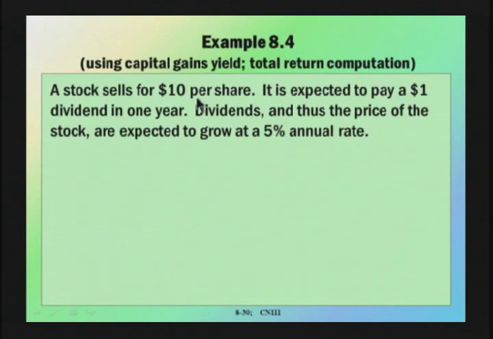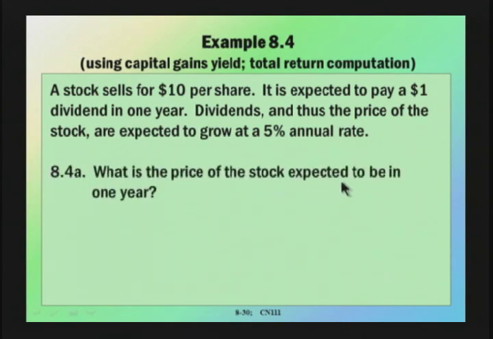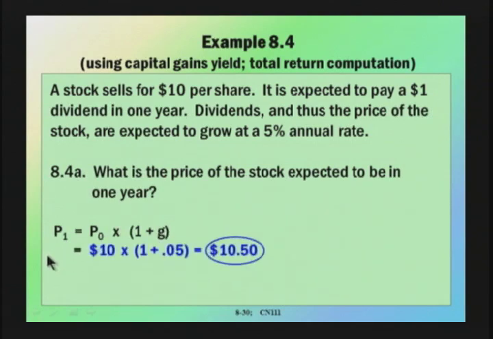So the stock sells for $10. It's expected to pay a $1 dividend in 1 year, and the share price will grow at 5%. So what is the price of the stock expected to be in 1 year? It's $10 today. We expect it to grow at a 5% annual rate. It will be 5% larger 1 year from now. So the $10 price will grow by 5% in 1 year. I expect the stock price to be 5% larger, or $10.50.